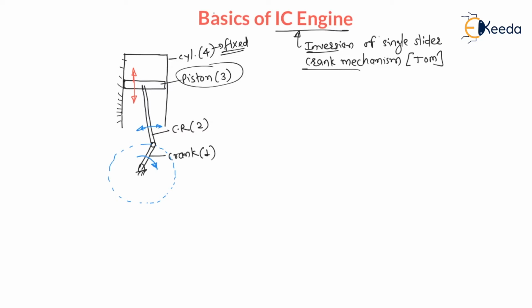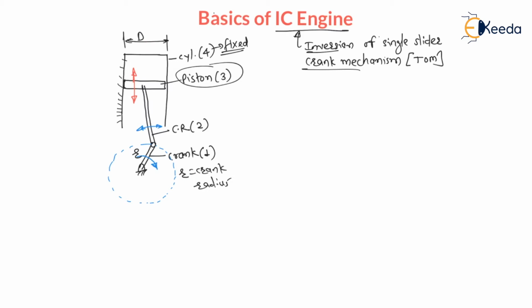Now let us understand this. Let us say the crank radius is R. Here R is the crank radius, and capital D is the diameter of the cylinder, or diameter of the bore, or diameter of the piston. My dear students, there is no relation between crank radius and diameter of the cylinder.